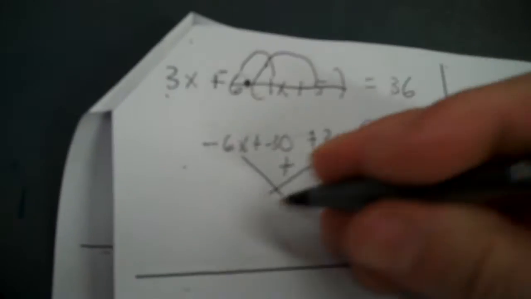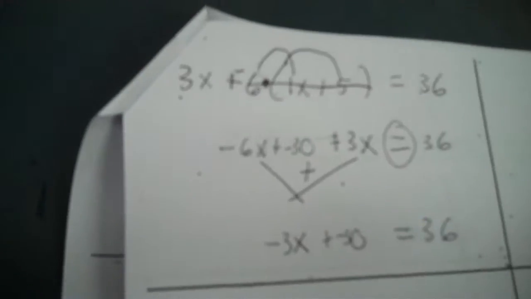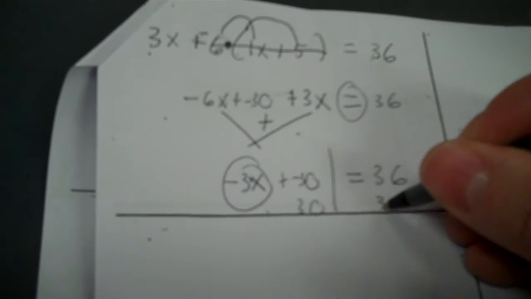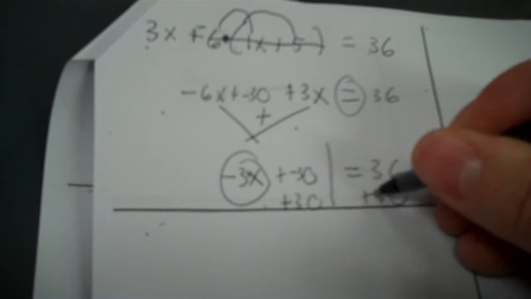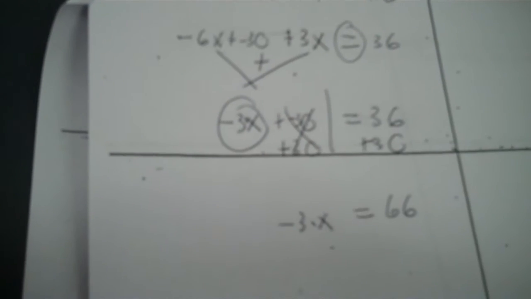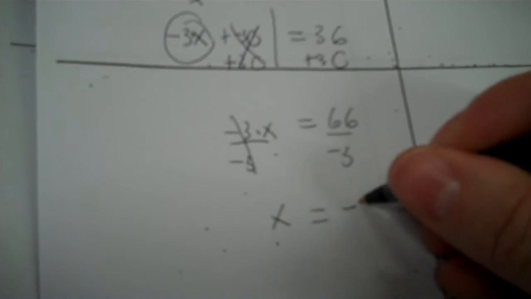So negative 6 plus 3 is negative 3. So it's negative 3x plus negative 30. Now the wall can go up and the dot and circle comes into play. So you got the 30. Now it's a negative 30, so we need to add. So that's going to be 66, and over here negative 3 dot x. Divide by negative 3. We have x. 66 divided by negative 3 is negative 22.